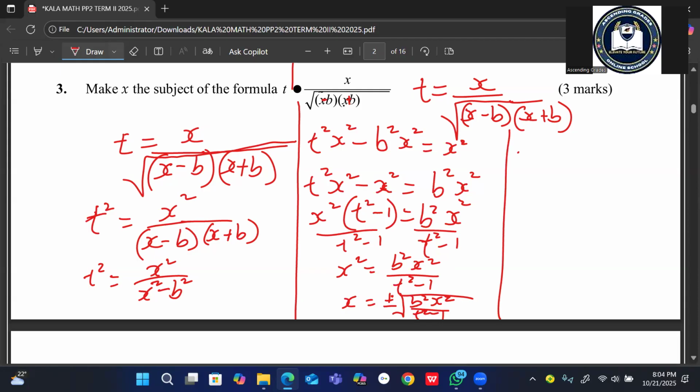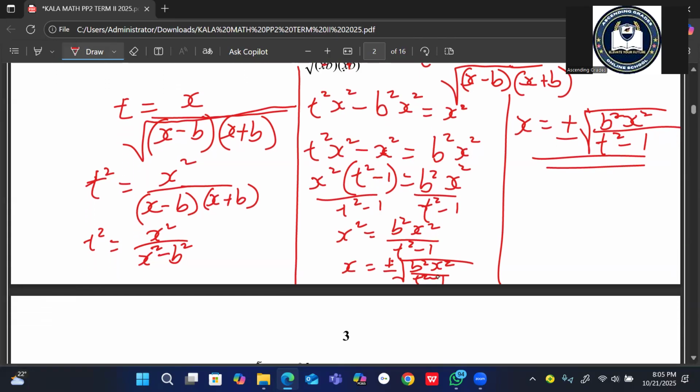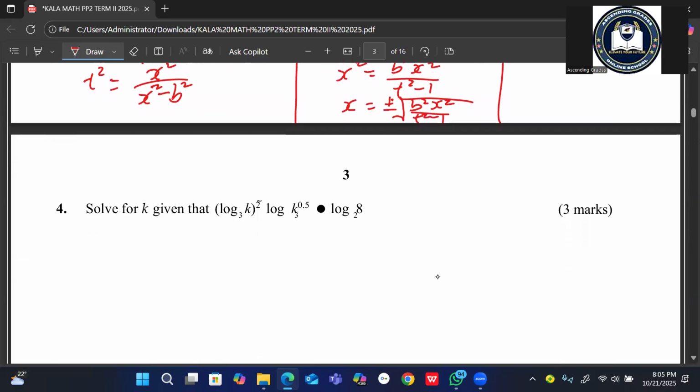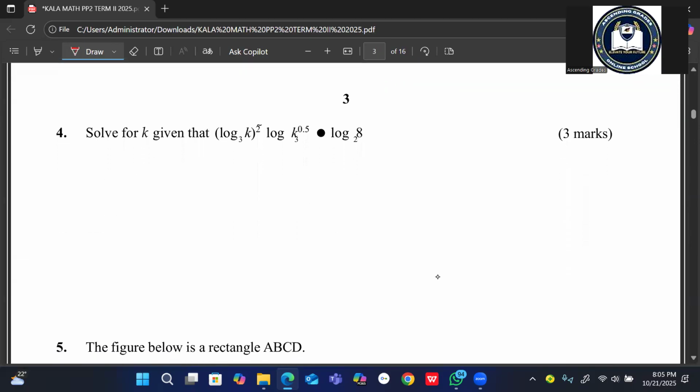Just to write it clearly, x is equal to plus or minus root of t squared b squared out of t squared minus 1. So that is the answer. We had been taught to make x the subject of the formula. That is it. From there we go to number 4. We are told solve for k.